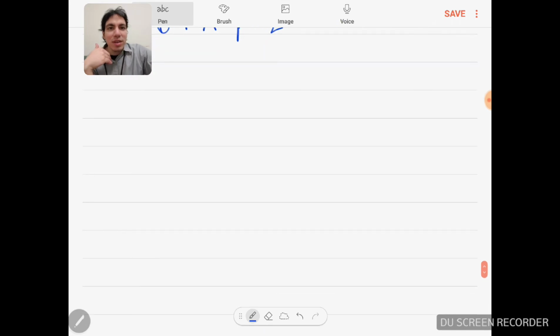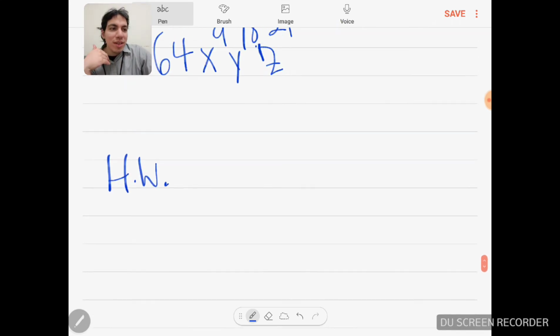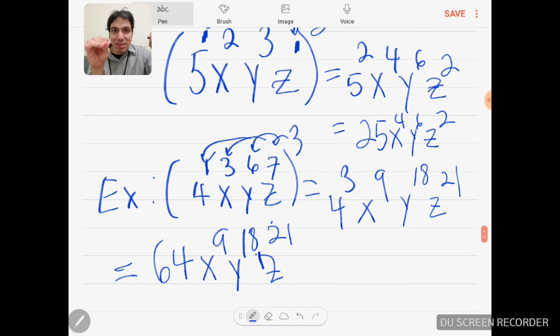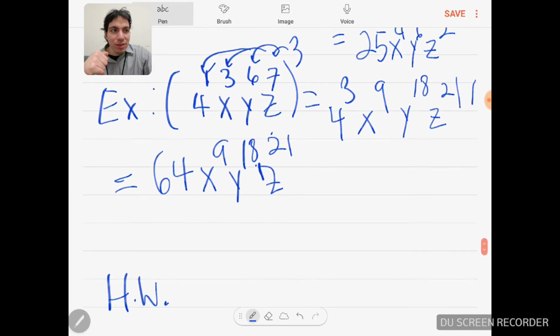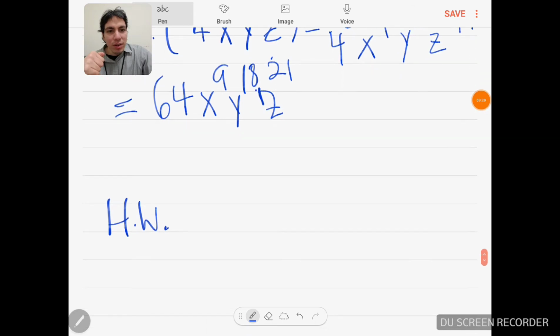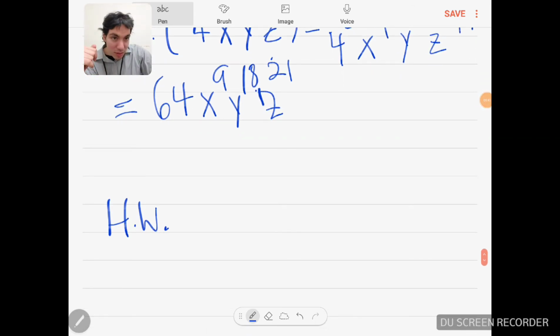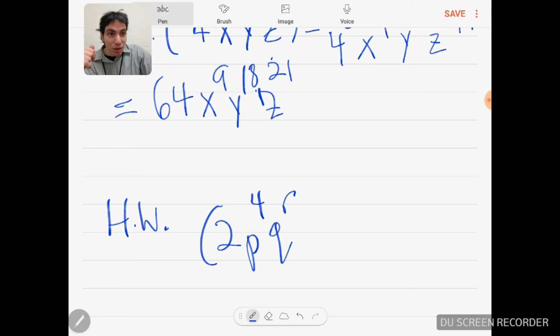So now I'm going to give you guys your homework. Sorry, but before I do that, I hope that made sense for you guys, and to always be aware of what you need to do, how to do it, and what's necessary. What are the steps necessary to do this type of problem? All right, so let's give you one problem this time. This is going to be 2p to the 4th, q to the, not to the r, to the r, right? To the 2nd power, r being raised to the third power.